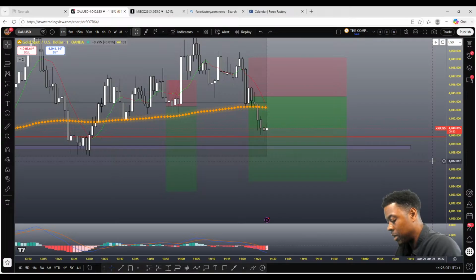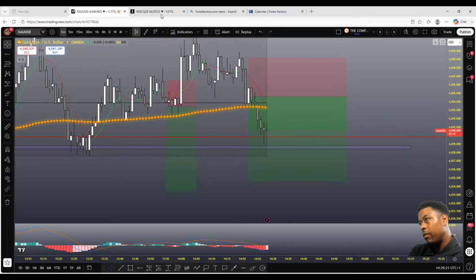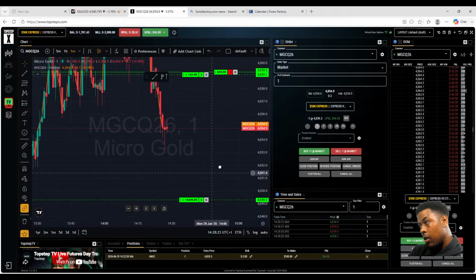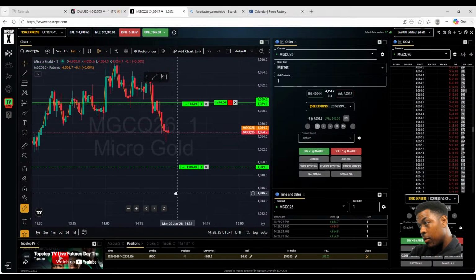I want to be upset, but tomorrow's another new trading day. So that's what it is. Alright, let's watch this trade and monitor it. See how it plays out. So my stop loss is moved to break even. This is it on futures.